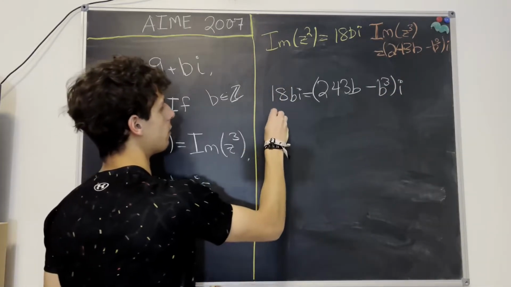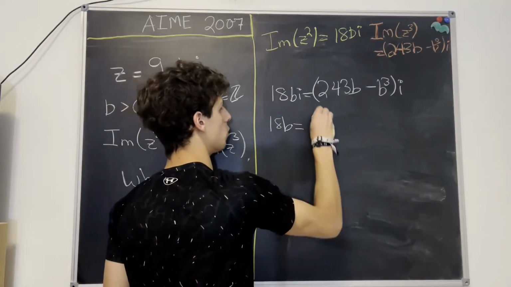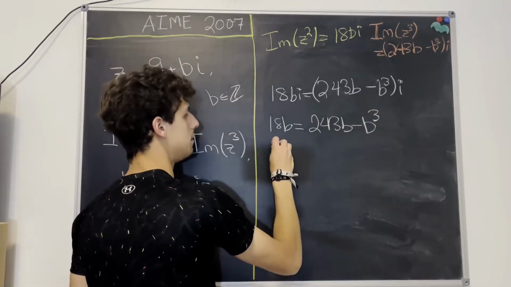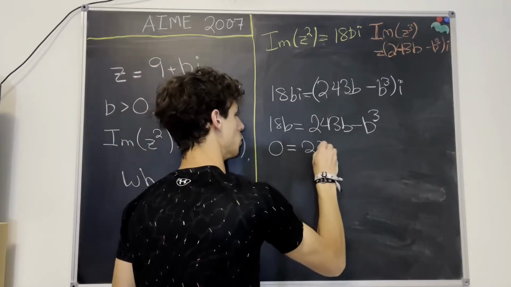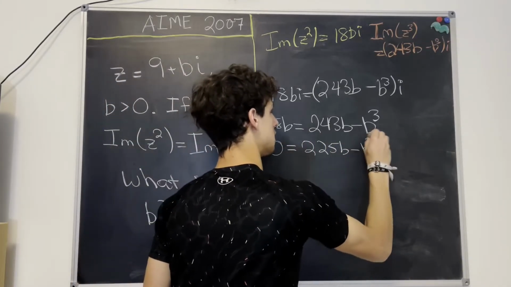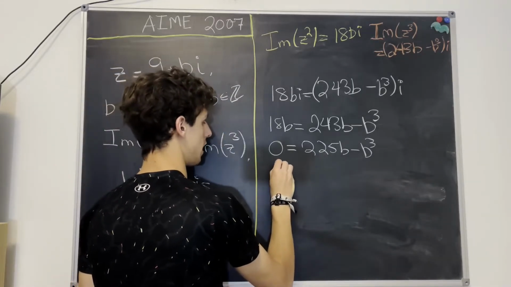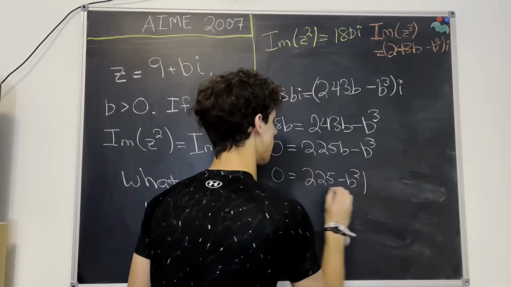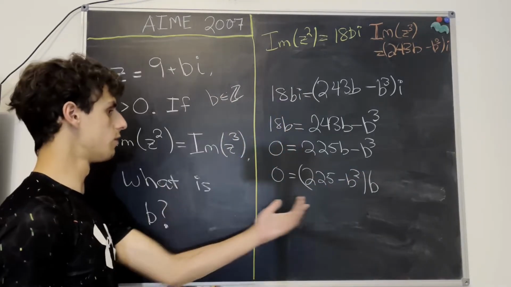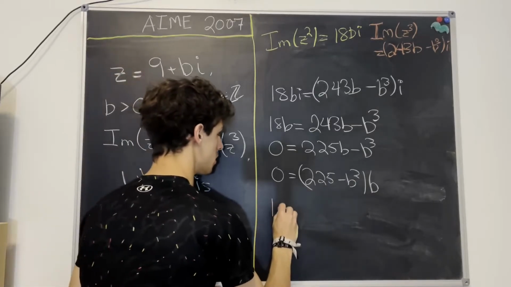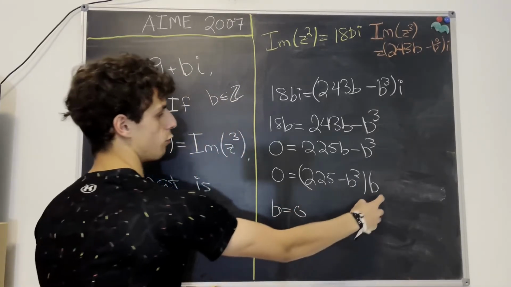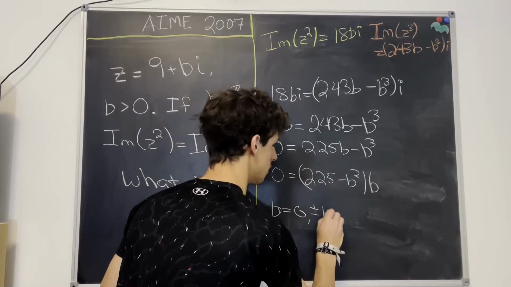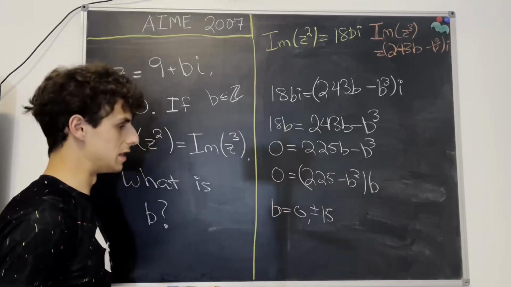But now we can divide i out from both sides and we just get 18b equals 243b minus b cubed. And then subtracting 18b from both sides, we get 0 equals 225b minus b cubed. And now factoring b out of this right-hand side, we get 0 equals 225 minus b squared times b. But now one of these two terms has to be equal to 0. So we have b equals 0 from this right-hand side equaling 0. And then we have plus or minus 15 from this 225 minus b squared equaling 0.